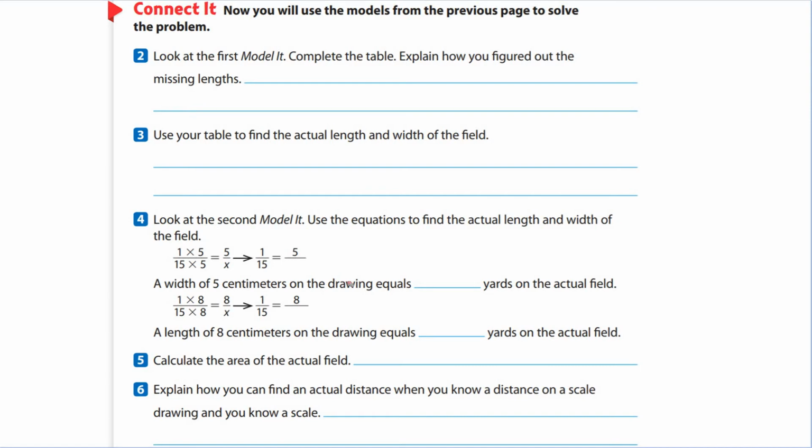Question 5. Calculate the area of the actual field. So now they're asking you, what is the area of the actual field? Okay. And then question 6. Explain how you can find an actual distance when you know a distance on a scale drawing and you know a scale. I would pause this video, solve all of these questions, these 5 questions, and then unpause it, and we will go over them.